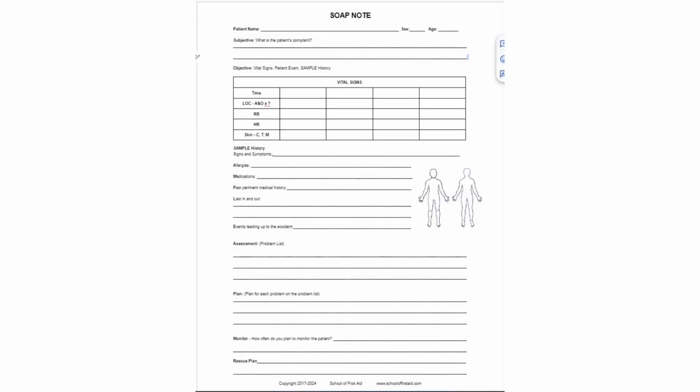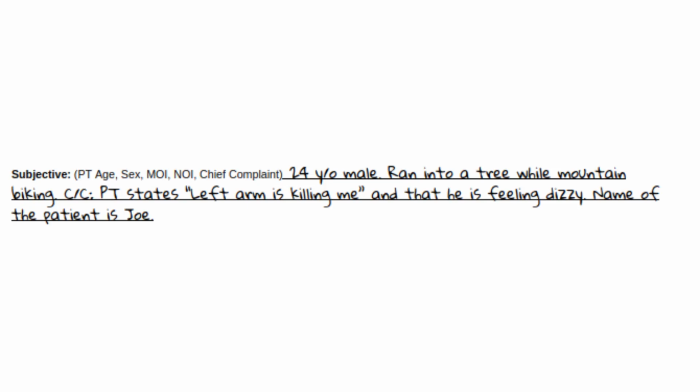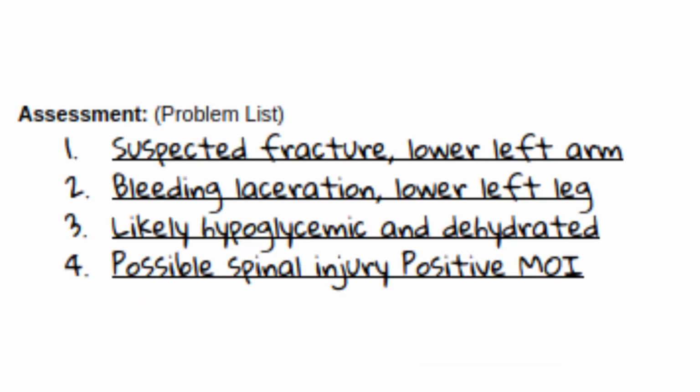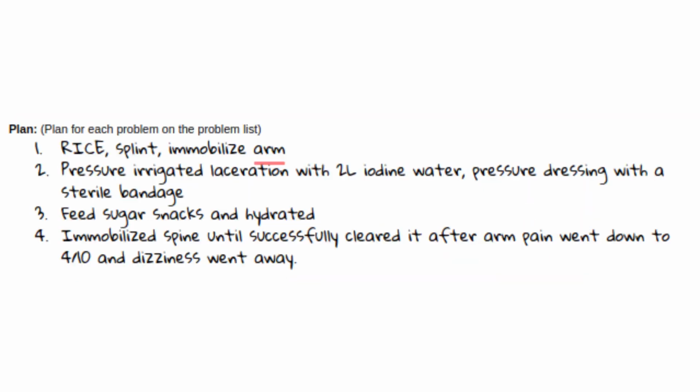SOAP is an acronym that stands for S, subjective, what the patient tells you about their condition; O, objective, what you observe and measure, such as vital signs; A, assessment, your evaluation of the patient's condition; P, plan, your planned intervention or treatment. Completing a SOAP note is crucial for effective patient care and communication. And we'll cover how to complete a SOAP note in a separate presentation.